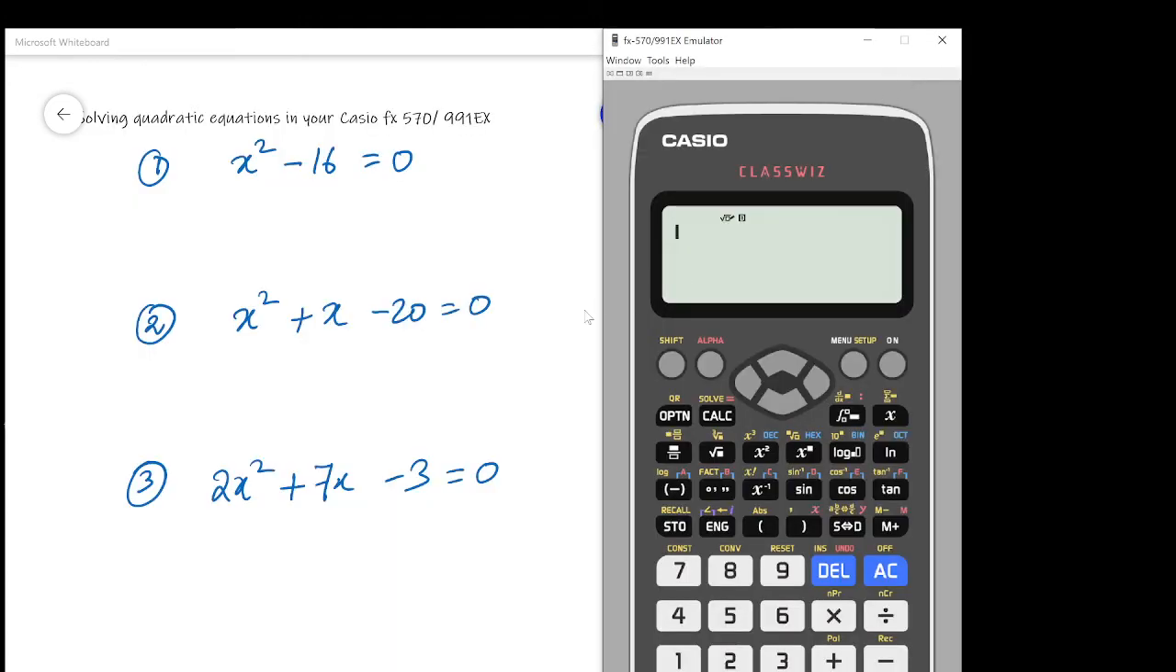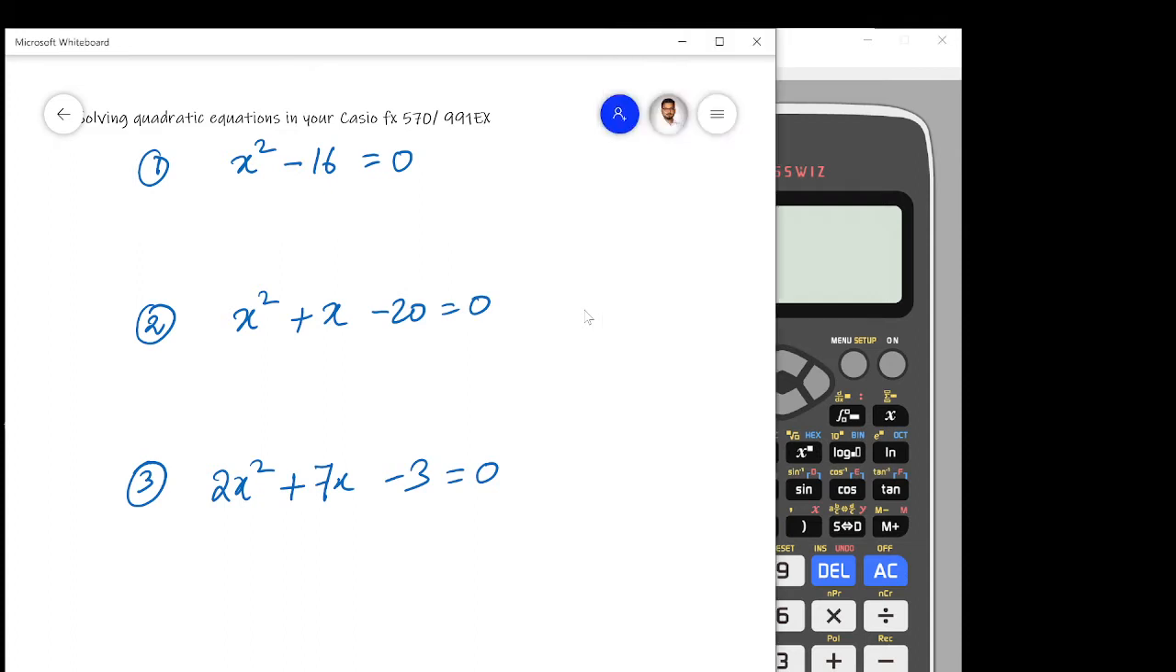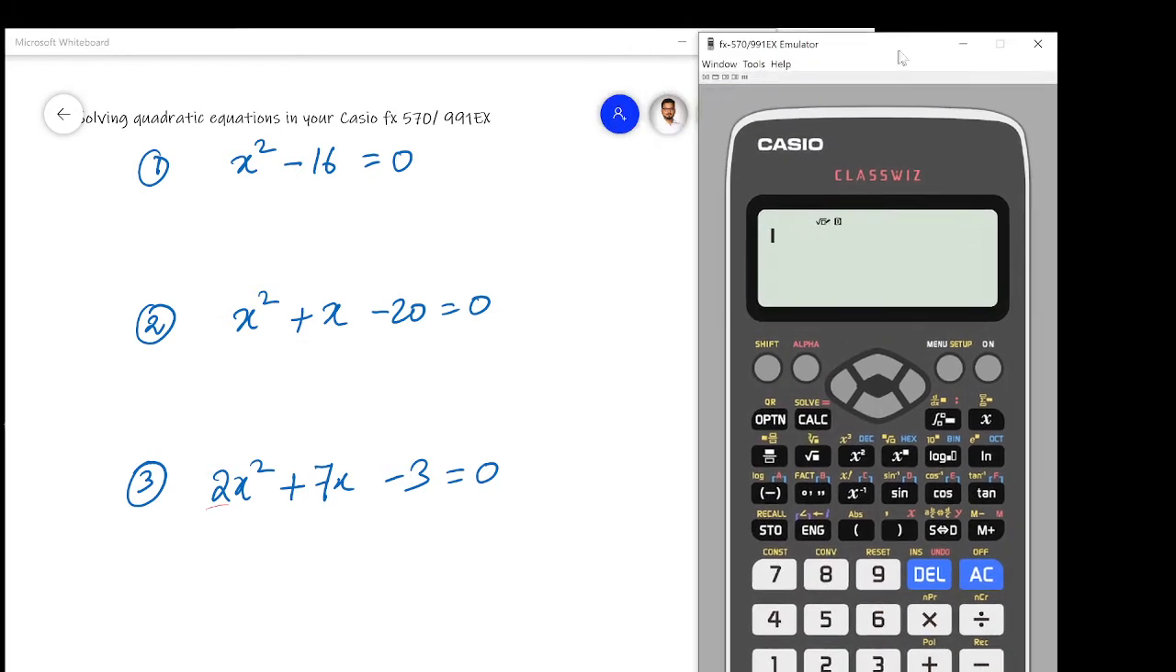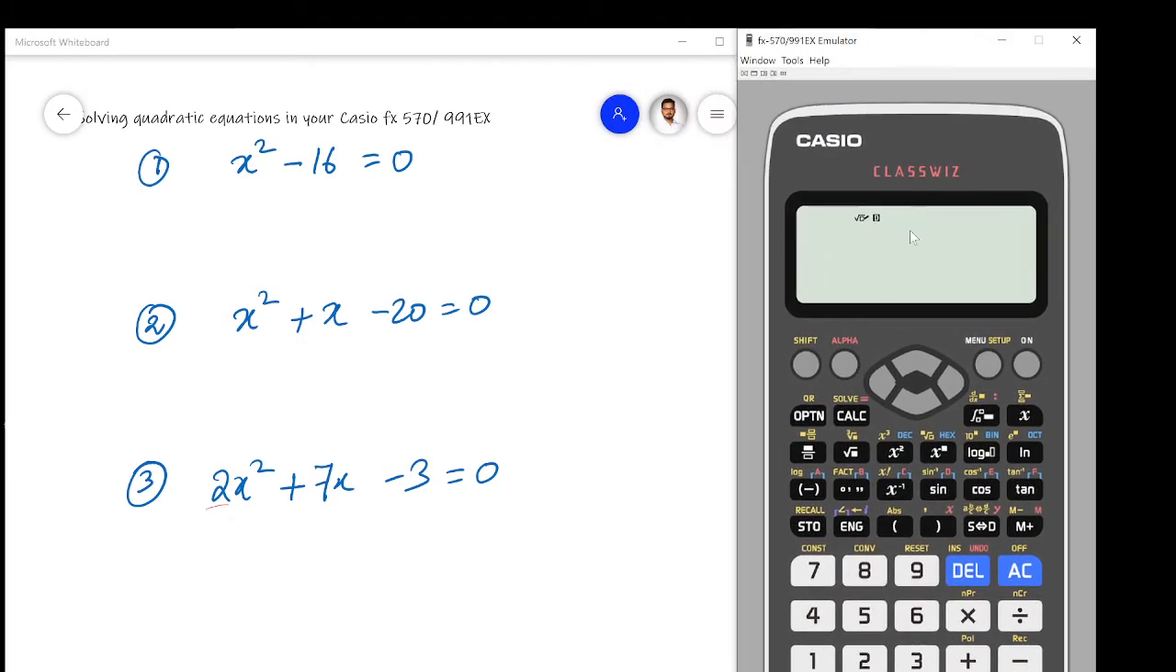Hello everyone. In this video, I am going to explain how you can use your basic scientific calculator, the Casio FX570, to find the solution of a quadratic equation. You will often see equations given to you like x square minus 16, or x square plus x minus 20 is equal to 0, and some quadratic equations where the coefficients of x are also there. In such a situation, how can you solve the quadratic equation using your calculator?